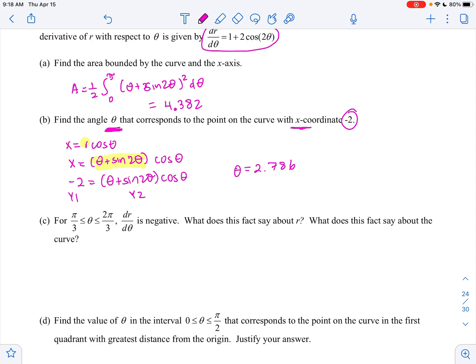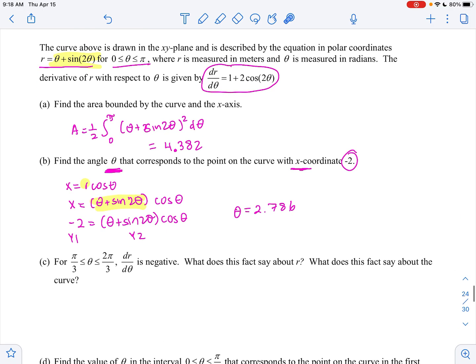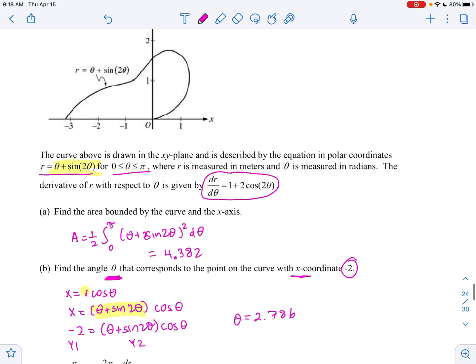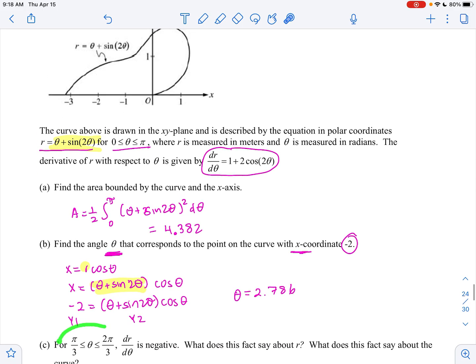Well, if we think about what r is, the radius or the distance away from the origin. So if this is our pole or the origin, as we look at this derivative, think of the derivative as a rate of change. If it's negative, as theta increases from pi over 3 to 2 pi over 3, we notice that the radius value is getting smaller. So if it's getting smaller, then that means that the curve is moving closer to the origin.